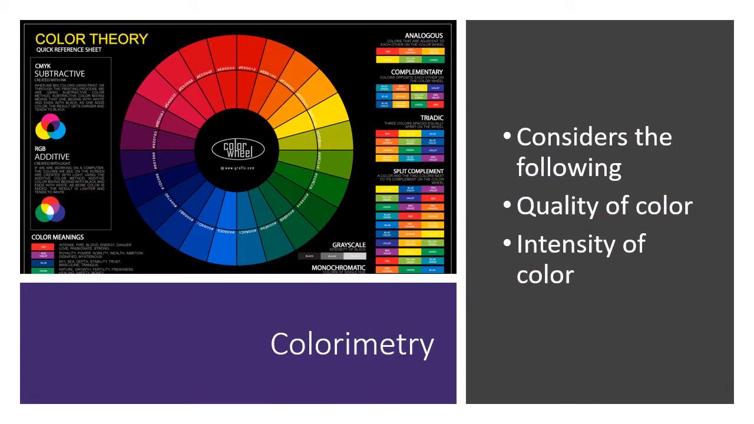Okay, so colorimetry considers the following: the quality of color and the intensity of color. So just for your information, spectrophotometry is a type of colorimetry. So basically, we're measuring color, no? We're measuring color from the visible region, sometimes infrared, sometimes ultraviolet. So basically, we're trying to measure the intensity of color.